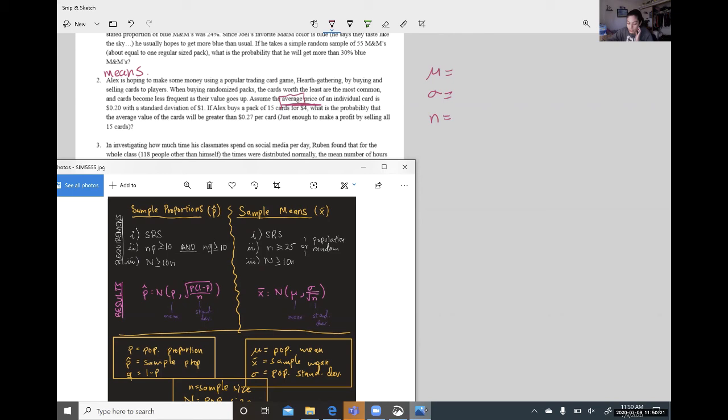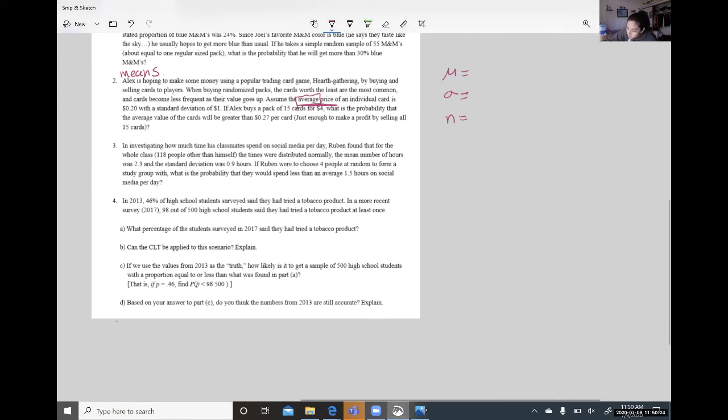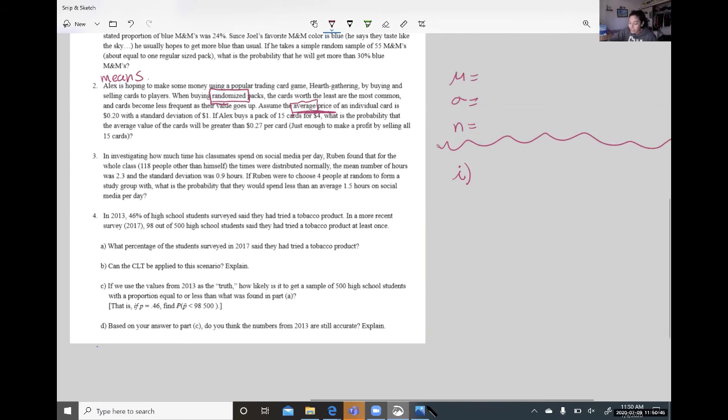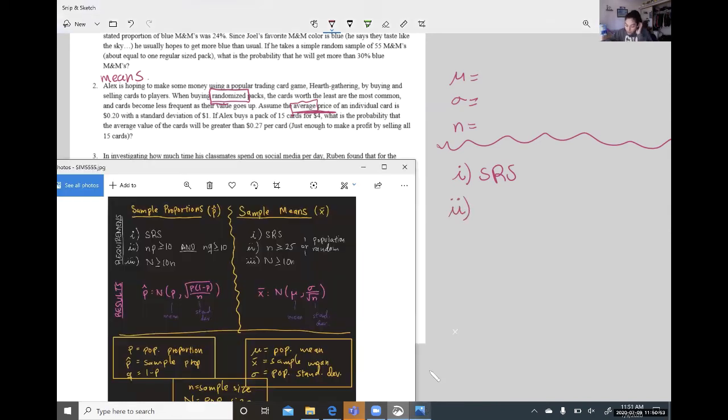Okay, so we need to satisfy the 3 requirements for the central limit theorem, which one is going to be if it's a simple random sample. For that, we need to look at the problem and figure out if they let us know that this is random. If we look at this, you see this little word right here, randomized. I boxed it up. So then that's telling us we have a simple random sample.